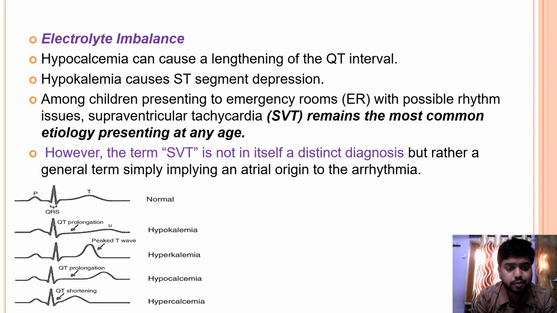Then electrolyte abnormalities can cause ECG changes: hypocalcemia lengthens the QT interval, and hypokalemia causes ST segment depression. Now, children presenting to the ER with possible rhythm issues: SVT remains the most common etiology. Yes, in pediatrics, the most common rhythm abnormality, especially tachycardia, is usually supraventricular tachycardia.